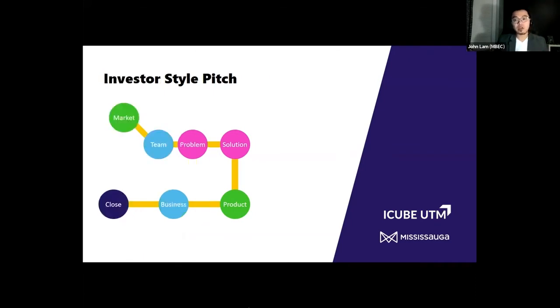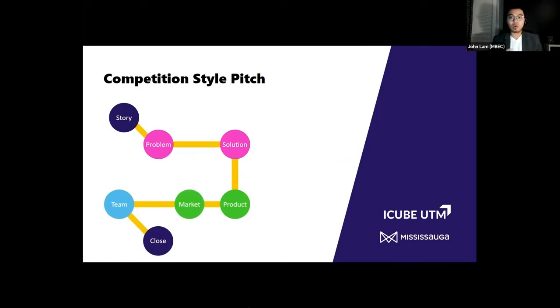Now, you might hear about investor style pitches, and this is a bit different from a competition style pitch because the people you're pitching to are investors. They want to make money. So what they want to see right off the bat is the big market, right? The market opportunity is $100 trillion, right? Now you have their attention, right? Whereas in a competition, it's the story. You're trying to connect with the individual, right?